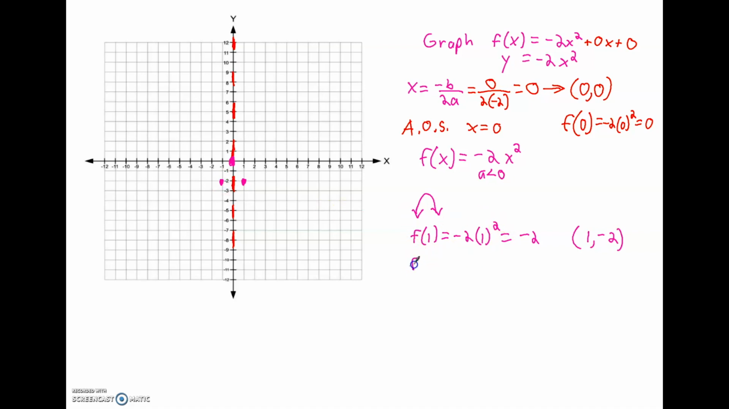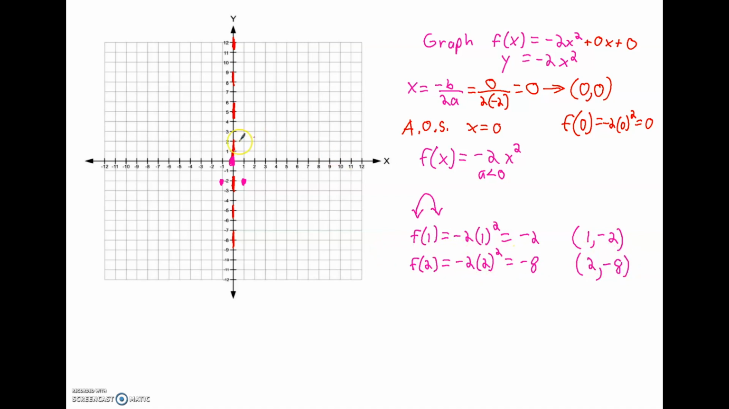Sweet. We'll now plug in f of 2, or x equals 2, into f. So that's going to be negative 2 times 2 squared, because that's what the function does to these numbers. Using the order of operations, 2 squared is 4 times negative 2 is negative 8. And that leaves us with an input of 2 right here, and an output of negative 8.